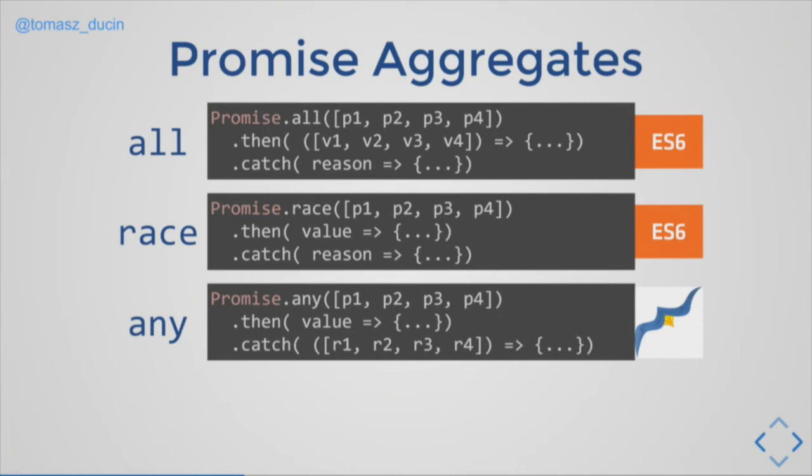easier to determine. But if p1, 2, 3, and 4 are pending, and p3 is the first one to resolve, then the whole thing resolves with it, right? We're not waiting for the rest. That's pretty much logical, right?